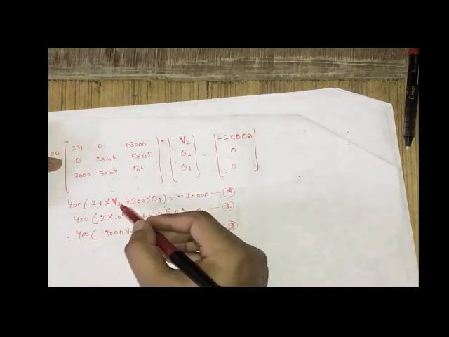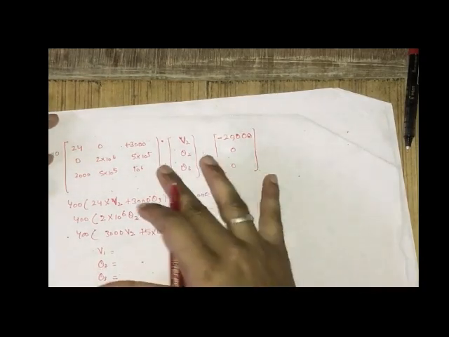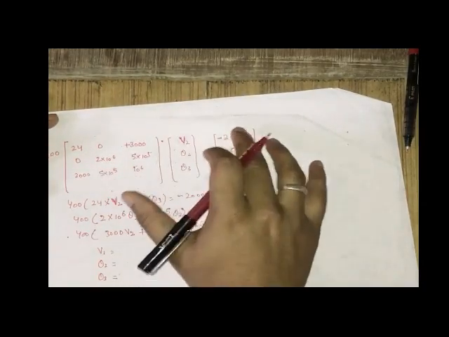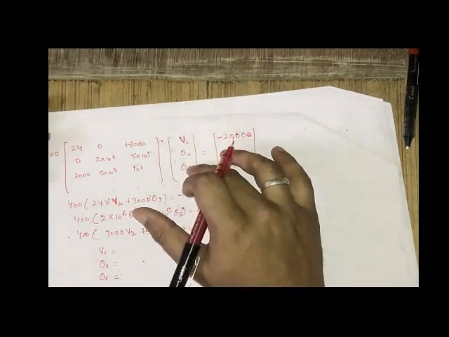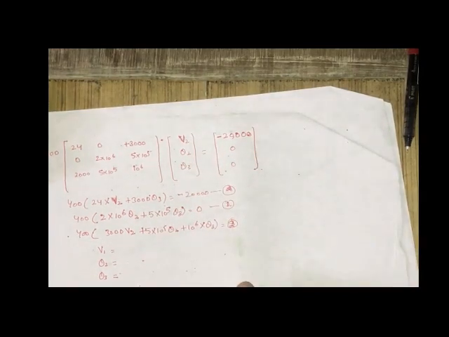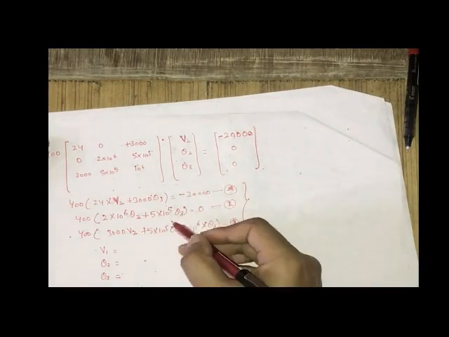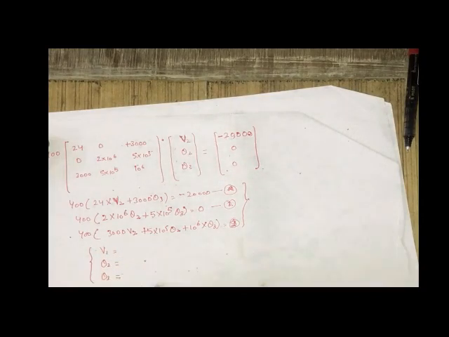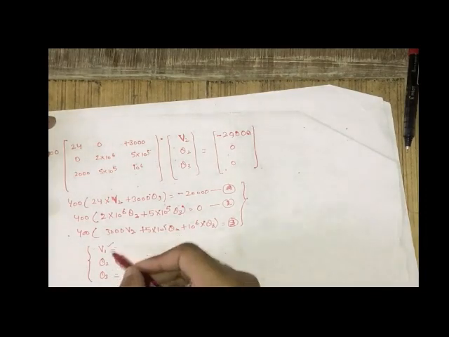What are the remaining values here? V2, theta 2, and theta 3. So by using a calculator, or by using this matrix in the calculator, we easily find out v2, theta 2, and theta 3, or by using mathematical knowledge we easily get the values of v2, theta 2, and theta 3. These are the unknown values. So by basic mathematical knowledge we can easily calculate these three values.